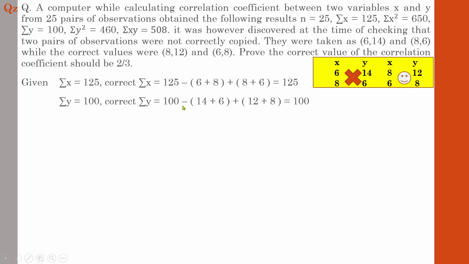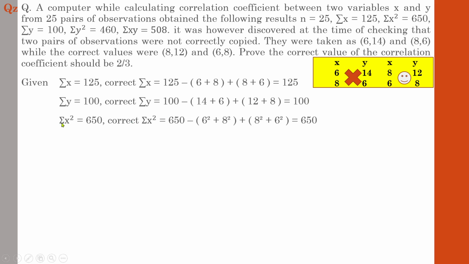See, 100 minus 14 and 6, they are added together and deducted from 100, and add back 12 and 8, you get 100. You can see that even though these numbers differ, the total value remains the same. 14 plus 6 is 20. 12 plus 8 is 20. So that's why here the total doesn't have an effect.